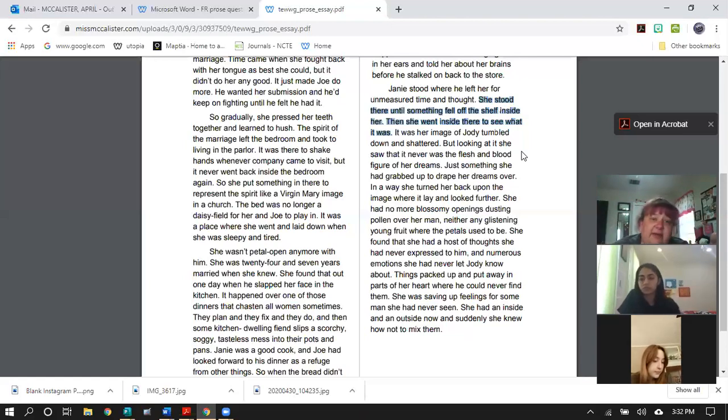You could talk about all the references to the bed. By referencing flowers and beds and so on, the author is discussing Janie and Joe's sexual relationship and how it mirrors what's happening with them emotionally. You know what I mean?